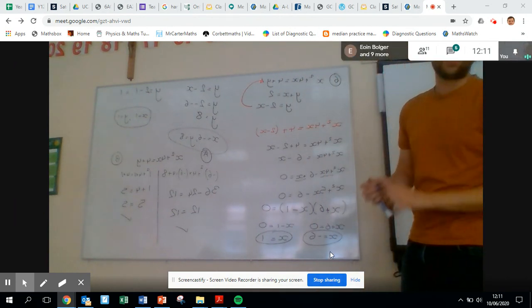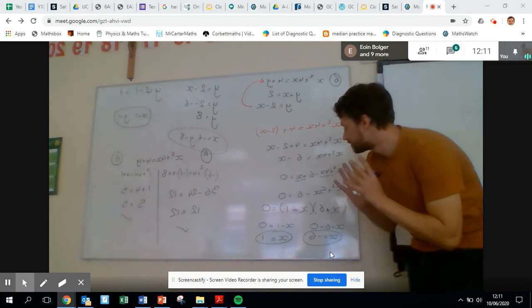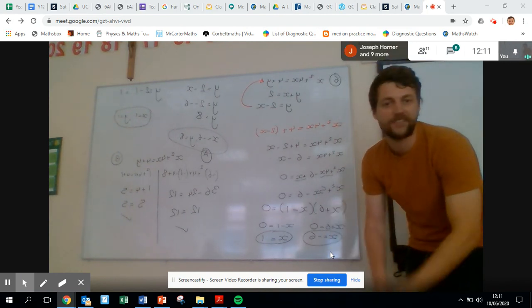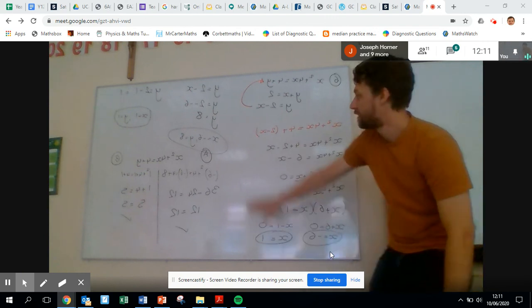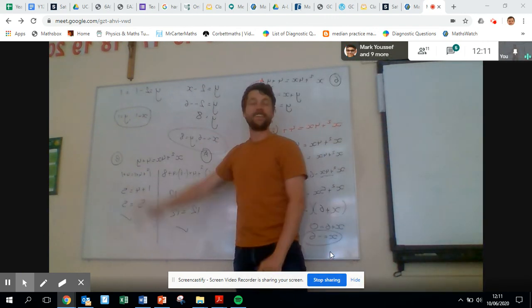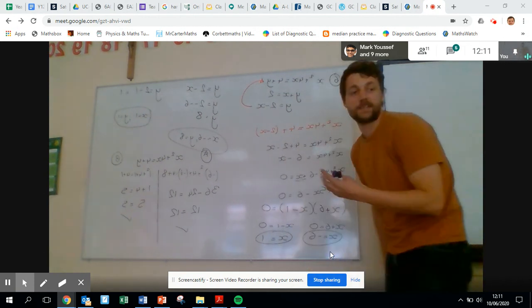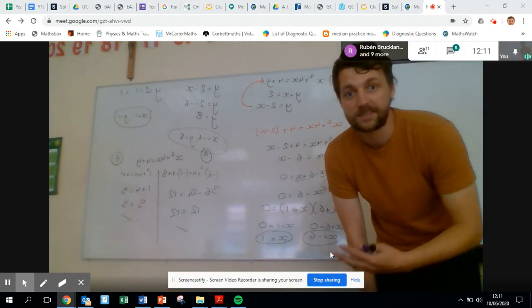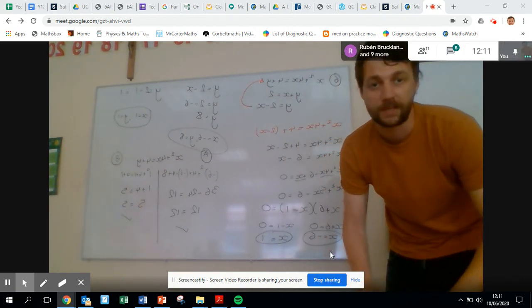And thus, these are our solutions. There is no reason for us to disregard either set of solutions. That is, this and this are both valid answers, so you've got to give all 4. On a GCSE question, they will ask you for both sets, and if you don't give both X's and both Y's, you won't get the full marks.